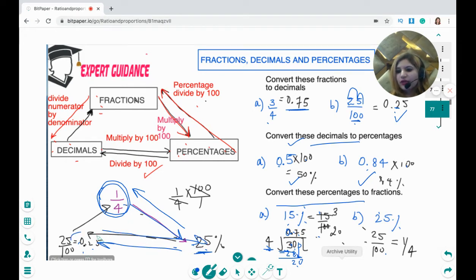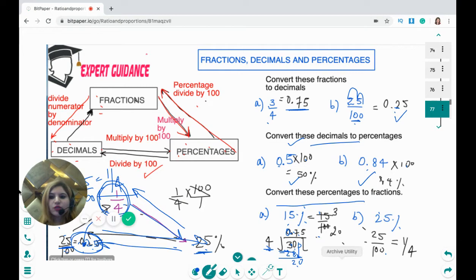So now if you have a decimal called 0.25, how do you convert it to a fraction? You take away the decimal point and it will become 25 over 100, and then you simplify it and that gives you 1/4. So I hope how to convert fractions, decimals and percentages is clear to you.